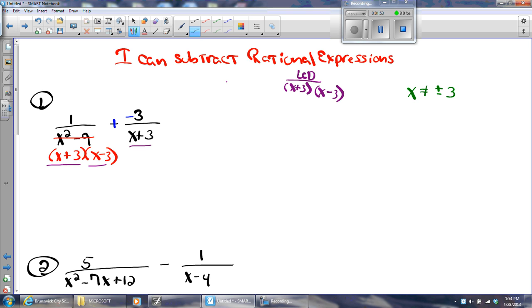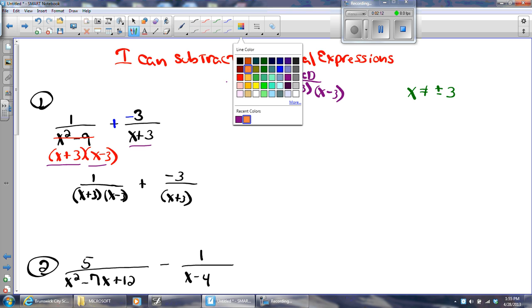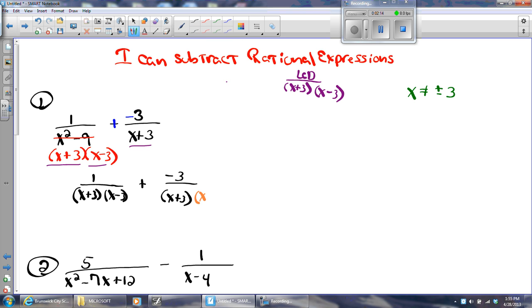Now I've got 1/(x+3)(x-3) plus -3/(x+3). I know that the second fraction does not have the common denominator, so I'm going to multiply it by an x minus 3 in the denominator and an x minus 3 in the numerator. When I do that, my new problem becomes 1/LCD.